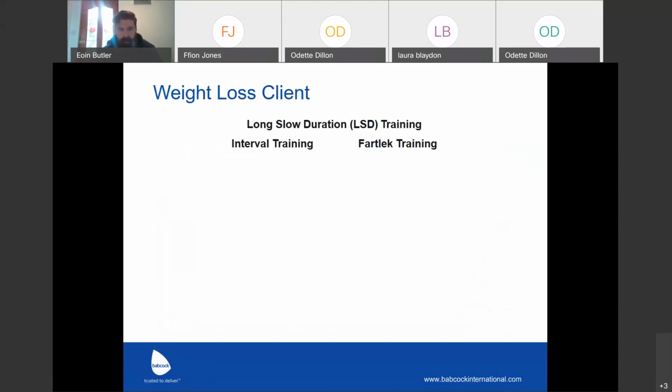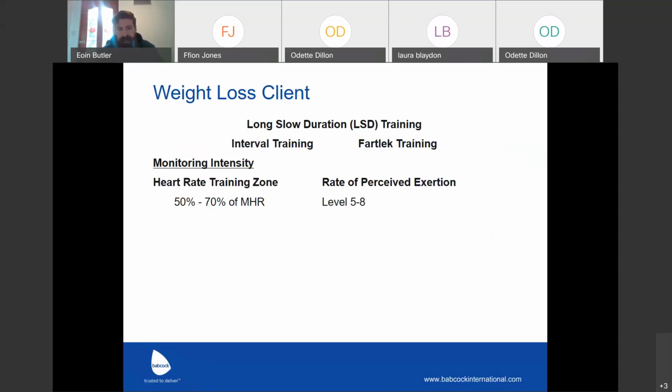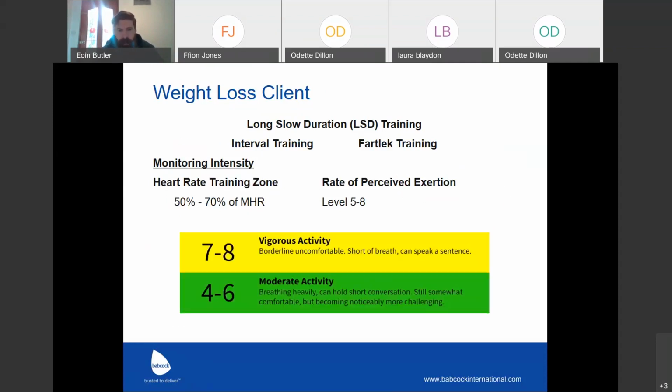So if we've got a weight loss client, the types of training that we can look to do with a weight loss client are long, slow duration training, interval training, and fartlek training. To monitor their intensity, we can use heart rate training zones and rate of perceived exertion. For heart rate training zone, we're looking at 50 to 70% of maximum heart rate. And if we're looking at rate of perceived exertion, we're looking between 5 and 8.